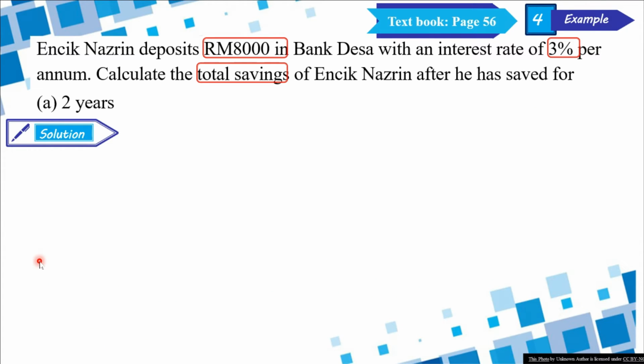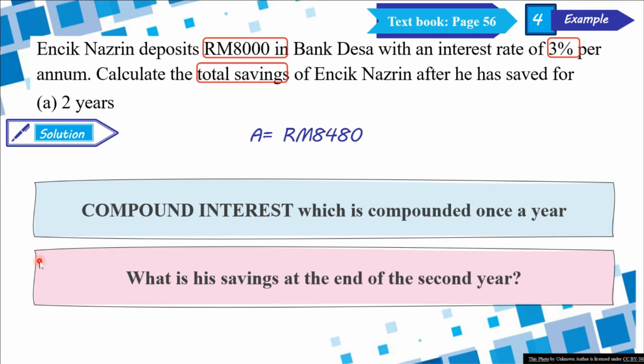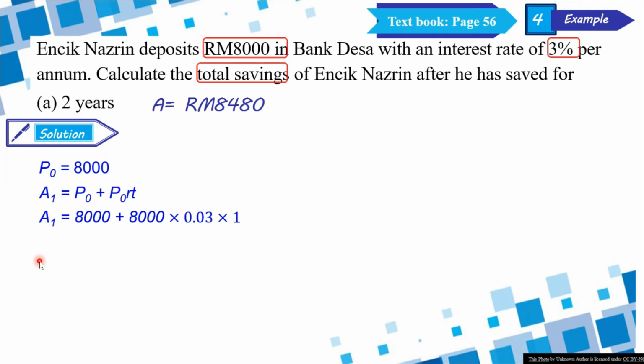In this example, if Inzik Nazin is given compound interest which is compounded once a year, what is his savings at the end of the second year? At the beginning, the initial principal is 8,000. In the first year, the total amount equal to P plus PRT equal to 8,000 plus 8,000 multiply 0.03 multiply 1. So 8,000 plus 240. So the amount of interest received is 240, and the total amount of savings is 8,240 ringgit. For the second year, the amount of savings used for interest calculation is 8,240. So this is the principal plus the first year interest.